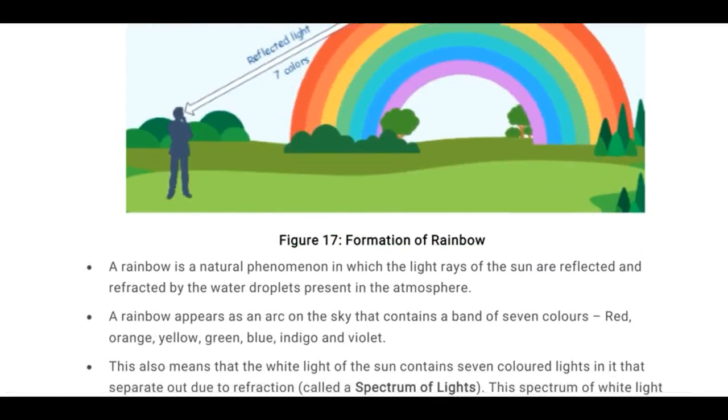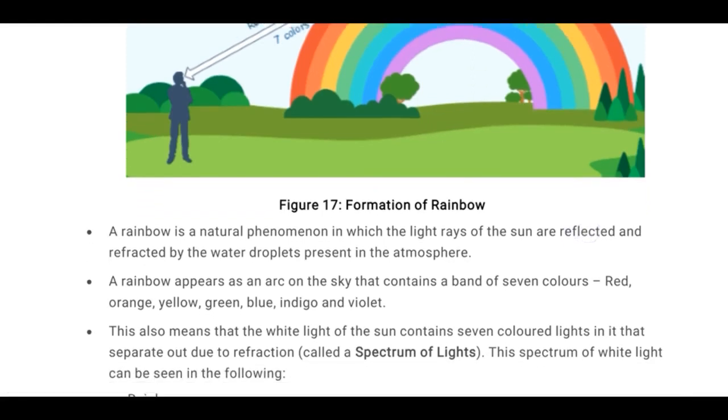Okay, so they very clearly mention that a rainbow is a natural phenomenon in which the light rays of the sun are reflected and refracted by water droplets present in the atmosphere. So both reflection and refraction happen. Okay, I forgot to tell you, a mirror follows the law of reflection, whereas a lens follows the law of refraction.